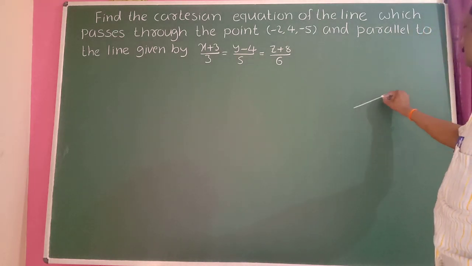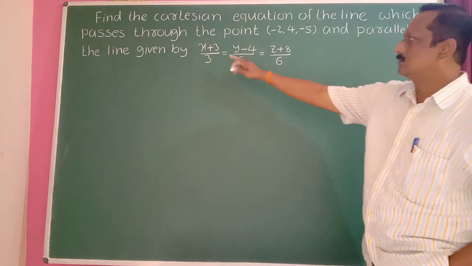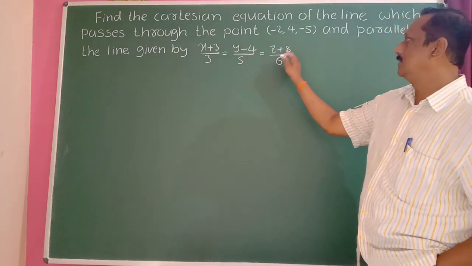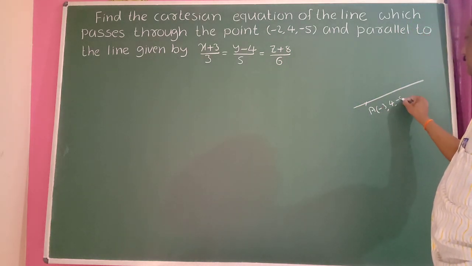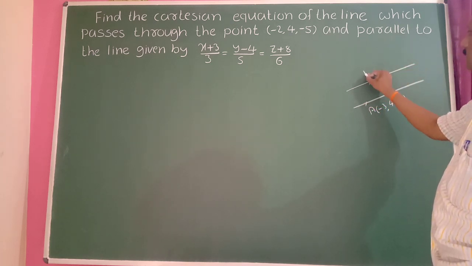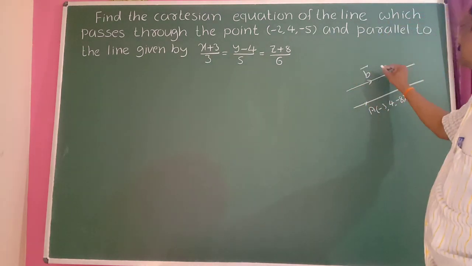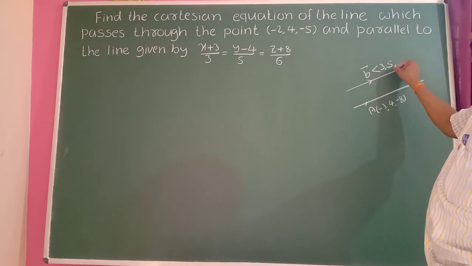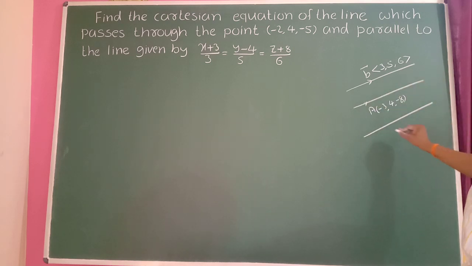The given line passes through a point. Consider this as point A whose coordinates are minus 3, 4, minus 8, and it is parallel to a vector b bar whose direction ratios are 3, 5 and 6. Here you find the equation of the line parallel to the given line. So this is the given line, and this is the required line.